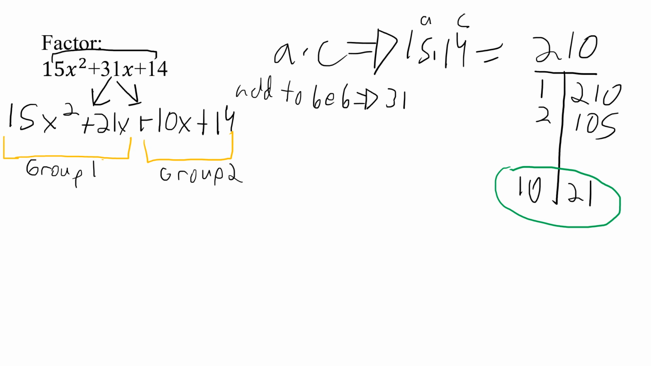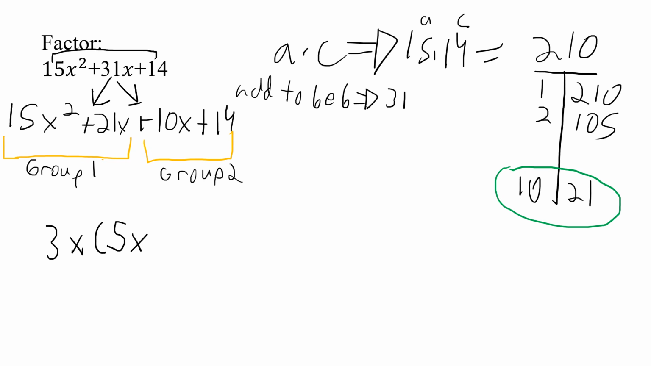All right, so what's the biggest thing we can pull out of our first group? Our first group is 15x squared plus 21x. Well, obviously we can pull an x out, but is there anything else that they have in common? Is there anything that 15 and 21 have in common? And if you said 3, you are correct. 3 can come out of both 15 and 21. So if we take a 3x out of 15x squared, let's just take the 3 out of 15 first. What's 15 divided by 3? That would be 5. What's x squared divided by x? That would be x. So when we take a 3x out of 15x squared, we're left with 5x.